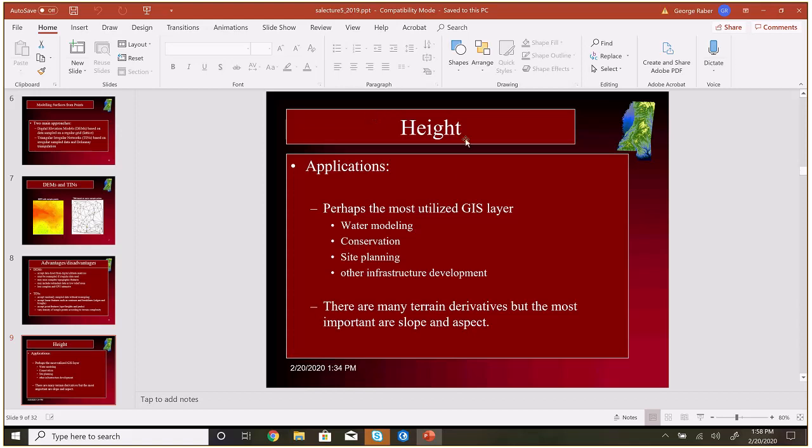All right, so in the end, when we say we're modeling terrain, we're talking about a height. And it is one of the most utilized GIS layers. It's used in all sorts of different applications. I just listed 4, but there's lots. And then there are also many terrain derivatives, with the most important being slope and aspect.